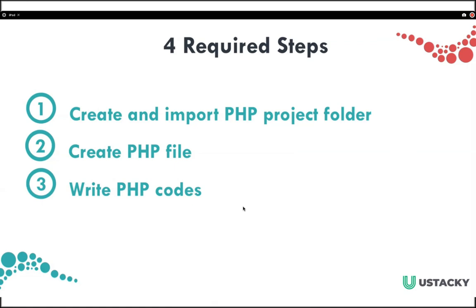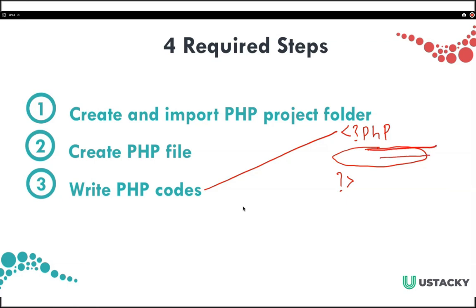The third step is to write PHP code. There are a few things to note here before writing the code. The first one is that there is an opening and closing tag for writing PHP. You have to start your PHP code with this tag: the less than sign, question mark, PHP. And you close it with question mark, greater than. Any line of code between these is going to be executed by the browser as PHP code. Within these tags, you can have multiple lines of code, maybe 3 lines or more than that. One other thing you have to note is that after the end of each line, you have to add a semicolon. Each line has to have a semicolon.